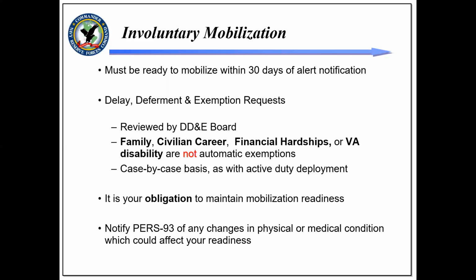Delay, deferment, and exception requests are reviewed by the DD and E Board. Family, civilian career, financial hardship, or VA disability are not automatic exemptions. Case-by-case basis, as with active duty deployment. It is your obligation to maintain mobilization readiness. Notify PERS-93 of any changes in physical or medical conditions which could affect your readiness.